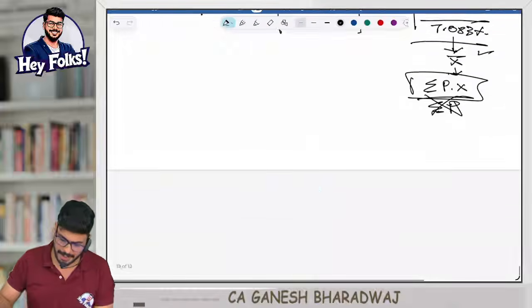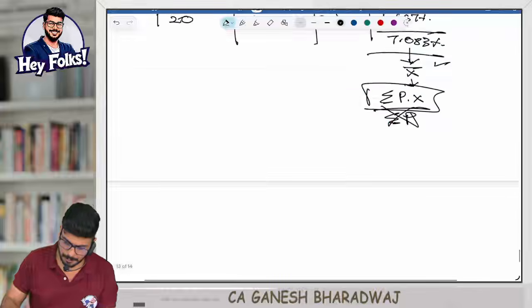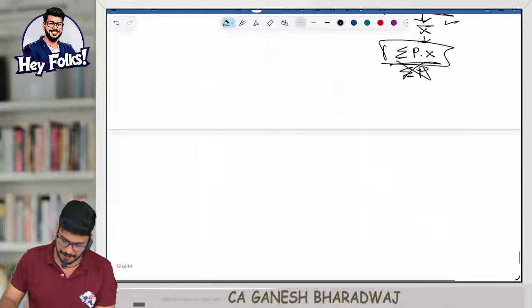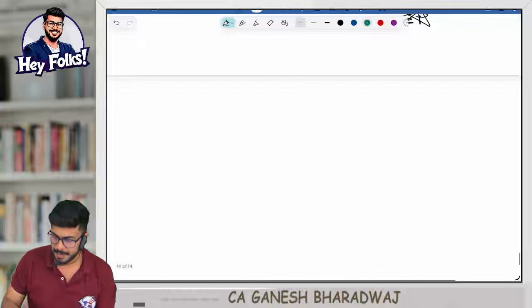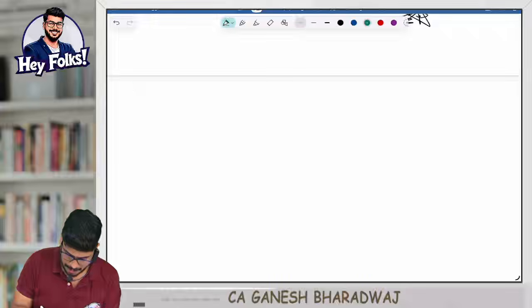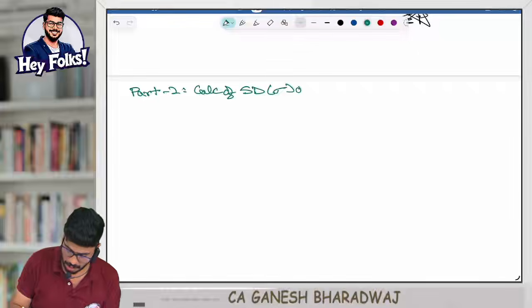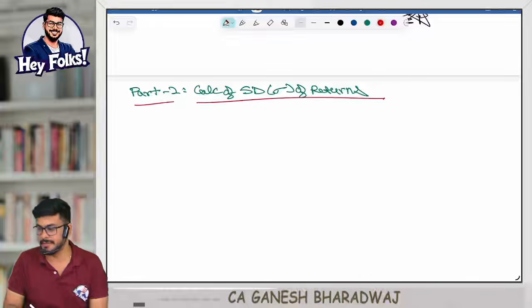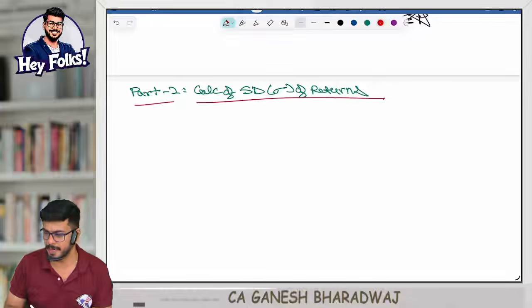So write down, take the heading: calculation of, this part 2. Please write down part 2. Calculation of standard deviation of returns. Shall we get started, guys?